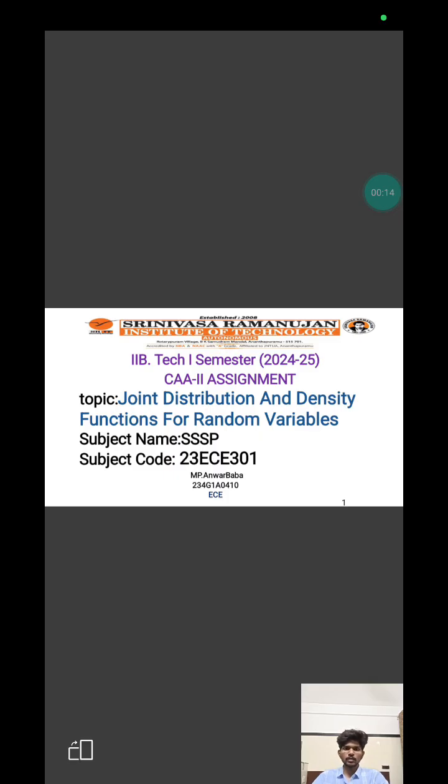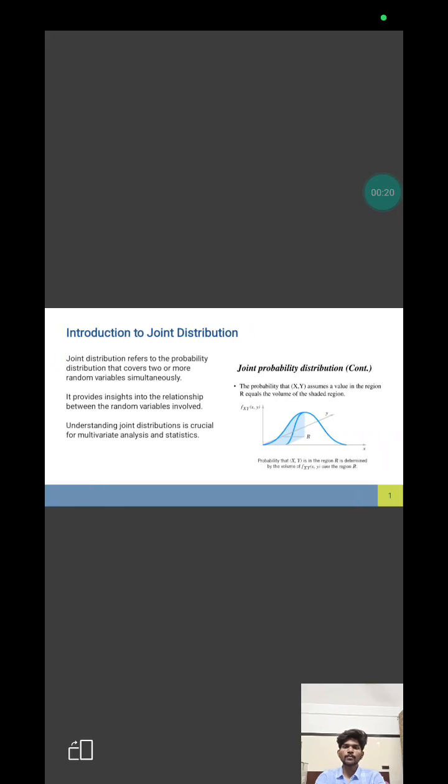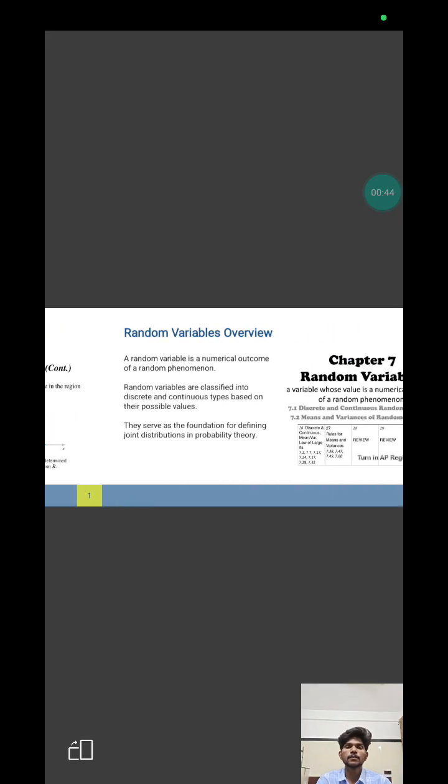Today my topic is about joint distribution and density functions for random variables. Introduction. Joint distribution refers to the probability distribution that covers two or more random variables simultaneously. It provides insights into the relationship between the two random variables involved. Understanding joint distribution is crucial for multivariate analysis and statistics.